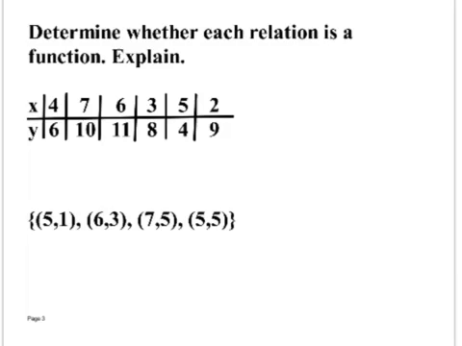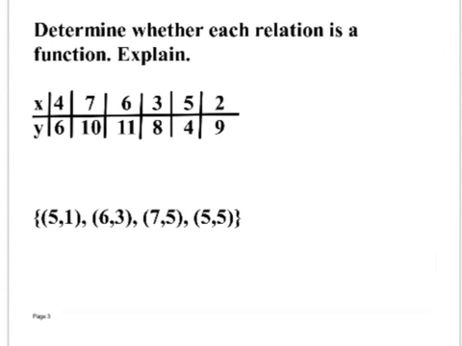Alright, write this down. You don't need to write to determine whether each relation is a function. Just write like function with a question mark, explain, and then write these two down, the tables. This says determine whether each relation is a function, and then explain. Right? Now our domain is our x. Okay, our range is our y. Is this a function?